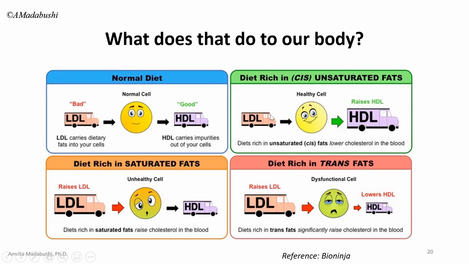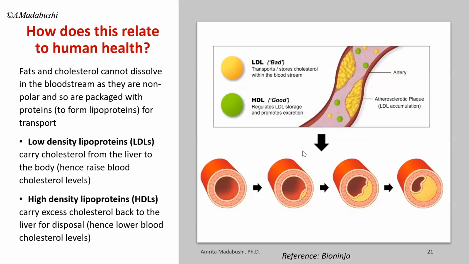So that is when you're eating a lot of the healthy or the cis unsaturated fat. However, if you're doing the other way, if you're eating saturated fats or trans fats, then less HDL, which means that there is more blockage. And that blockage can actually lead to restriction in blood flow. So the definitions are right here.